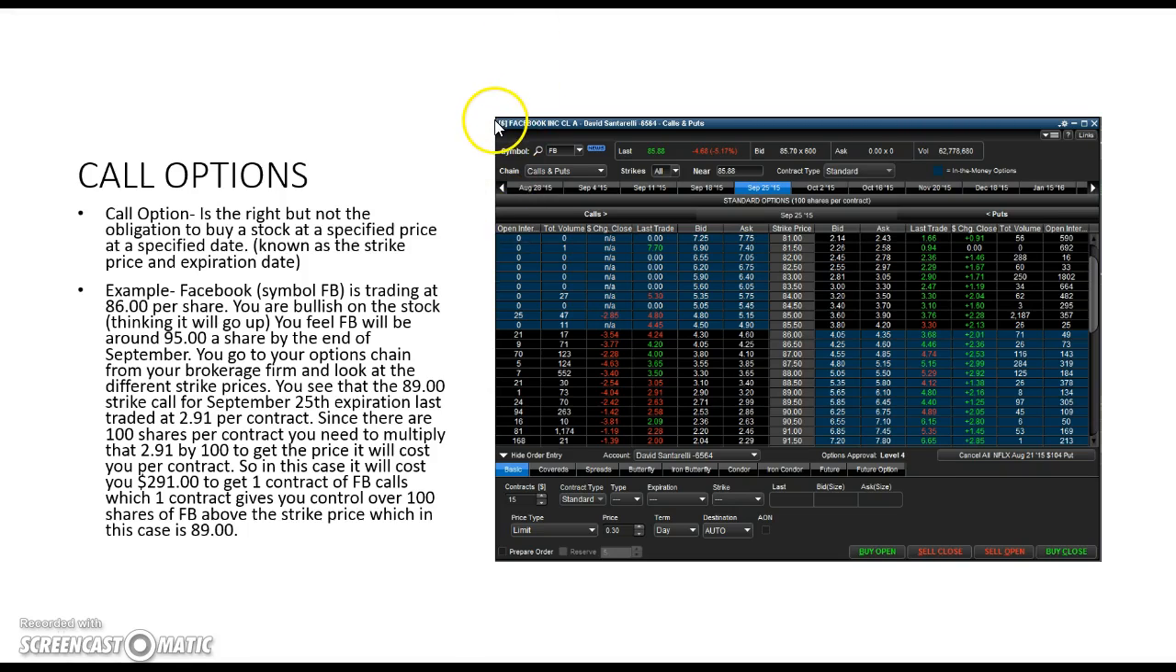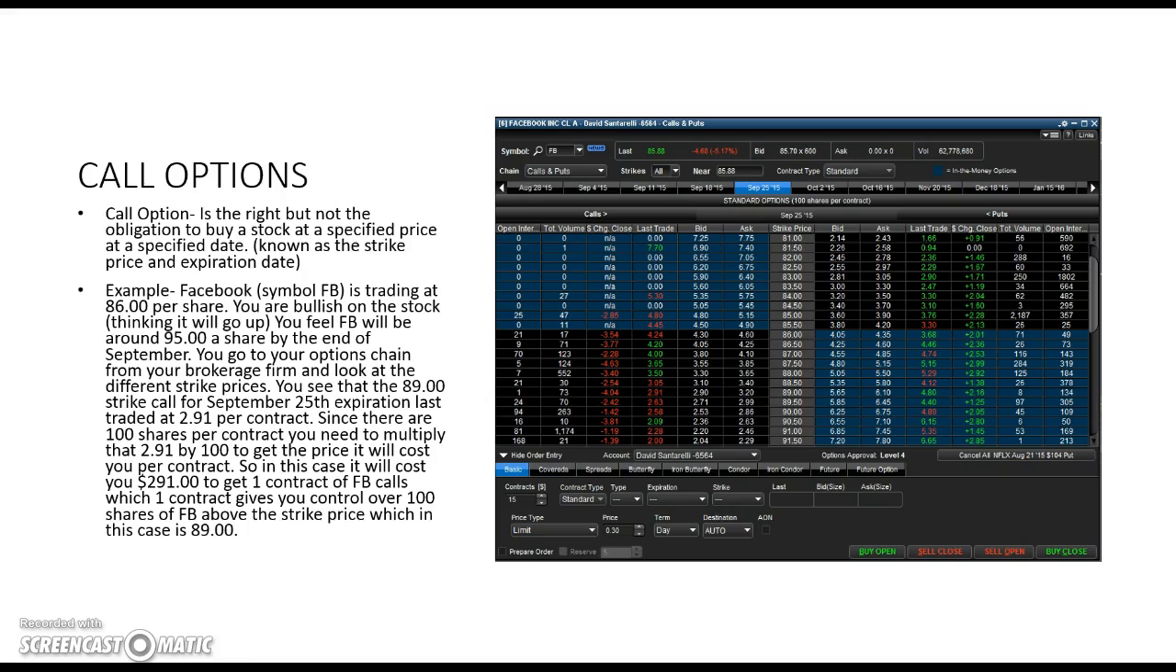Right here is my E-Trade option chain. We have the symbol FB here. On top we have all the different expiration dates. We selected September 25th. Here are your strikes. Your calls are on the left, your puts are on the right. We're looking at the $89 strike.